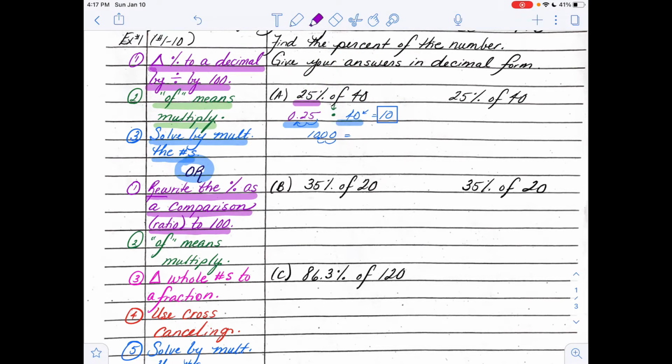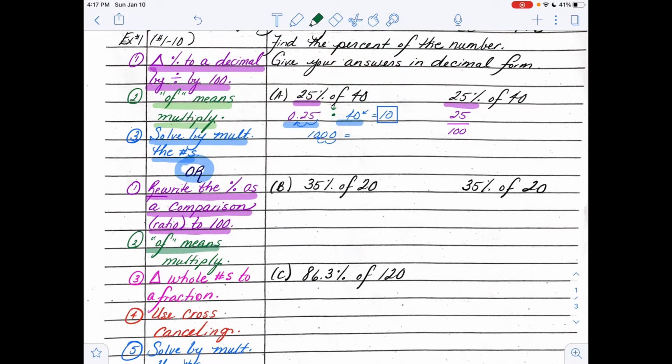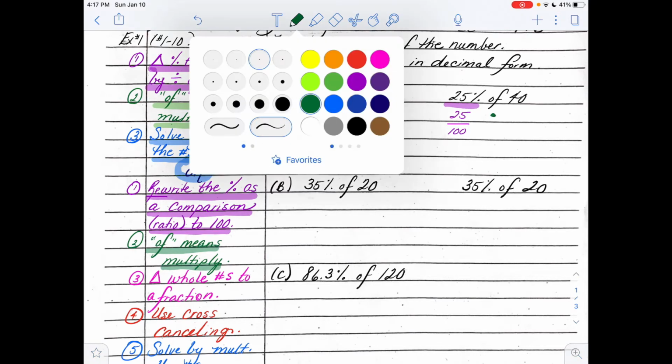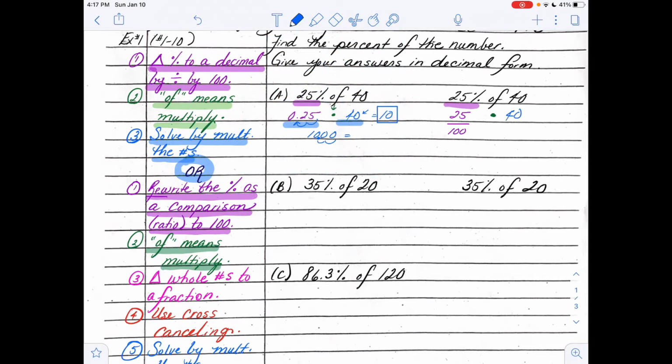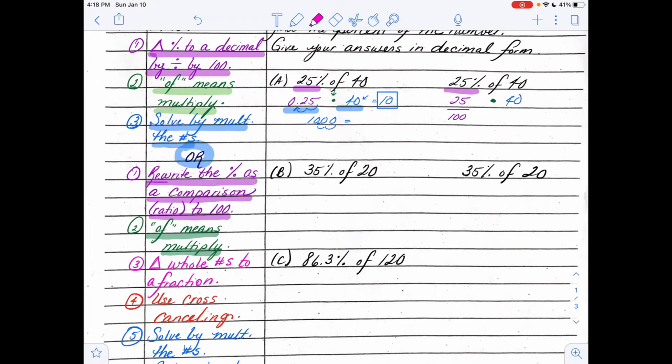So I've got that number 25%. Since it's a percent, that's really 25 over 100. And again, that word of means to multiply. So let's multiply that by the number 40. Now I hope you remember that you cannot multiply fractions and whole numbers. If there is a whole number or a mixed number, we want to change that to a fraction. So I'm going to take that 40 and put it over 1.